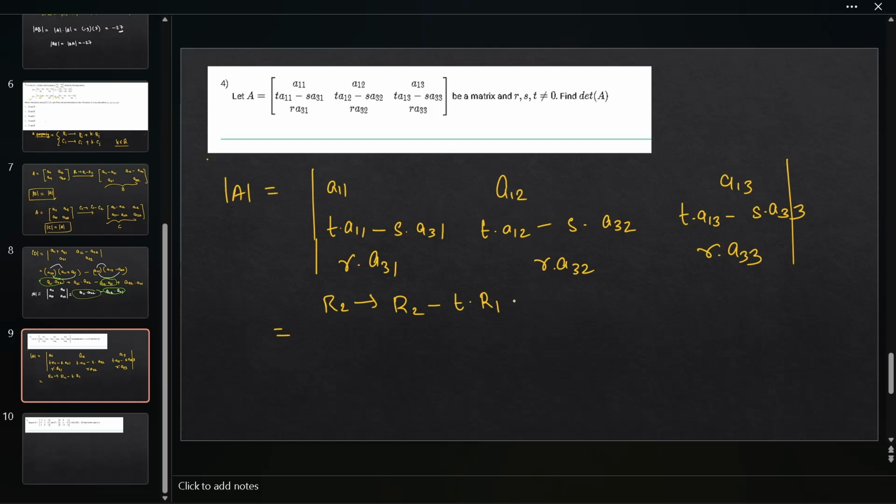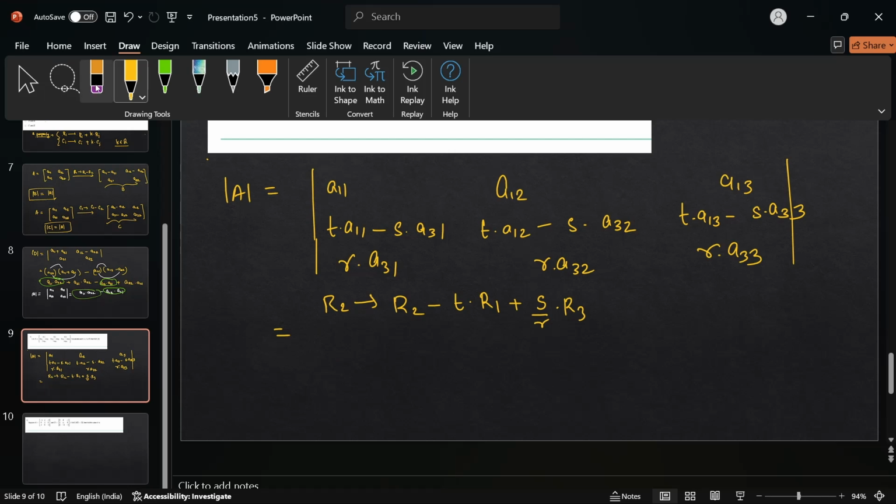Okay, so if we add S by R times of R3, what would be S by R times of R3? Because we are dividing by R, all the R terms will get cancelled and we multiply with S. So the coefficients of A31, A32 and A33 will become S, and eventually we will get SA31, SA32 and SA33. So let's see what would be the result of using this operation.